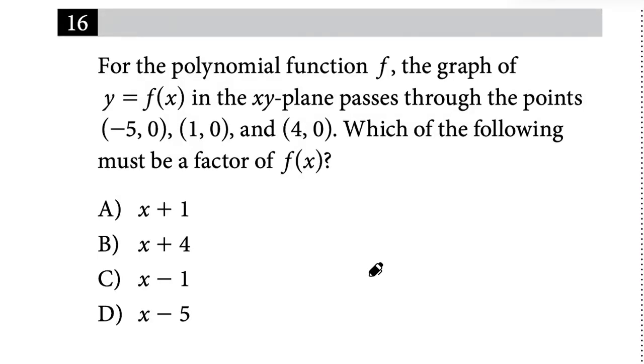Okay, let's do question 16. For the polynomial function f, the graph of y equal to f(x) in the xy-plane passes through the points (-5, 0), (1, 0) and (4, 0). All the coordinates given are where y is equal to 0. That is important for us. We have taken this observation that in all three coordinate pairs, the y coordinate is 0. Which of the following must be a factor of f(x)?